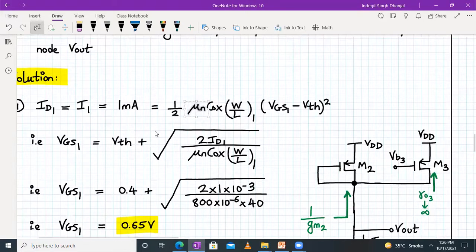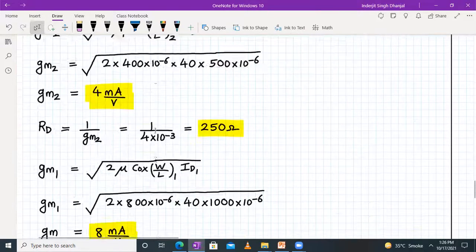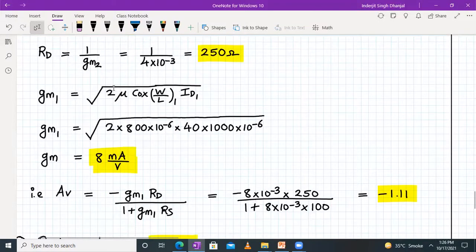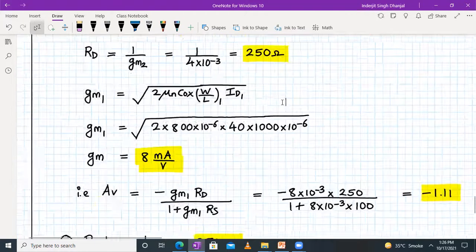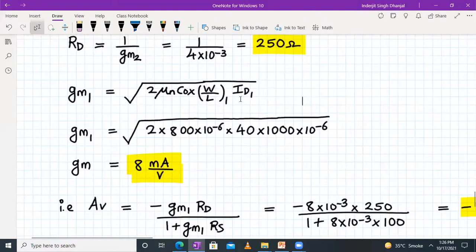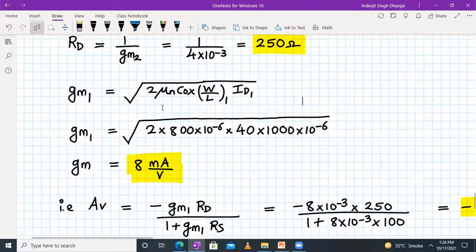Okay, so I'll take this. I have to correct the mistake over here. Instead of mu p, it will be mu n. So let me add that over there. So it will be twice mu n Cox W by L of 1 into ID1. Twice mu n Cox is 800 micro, W by L of 1 is 40, and ID1 is 1 milliampere.